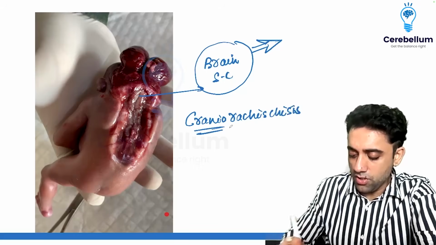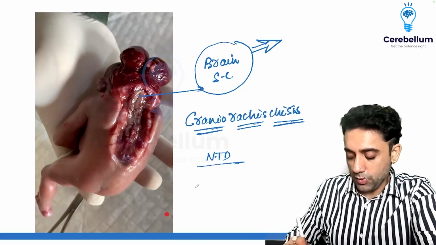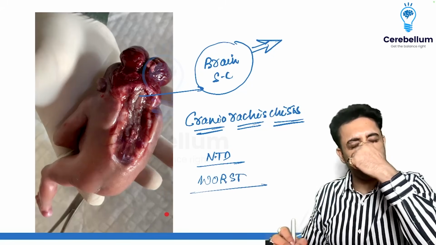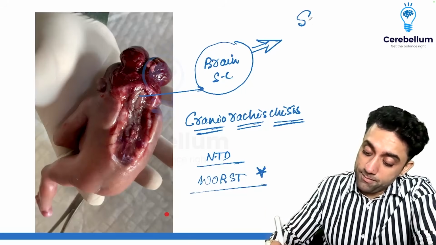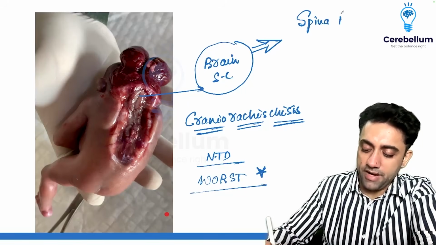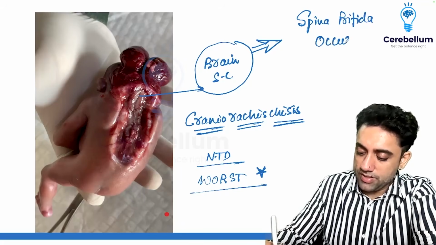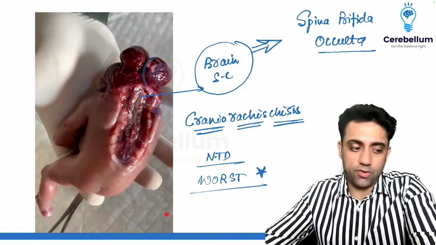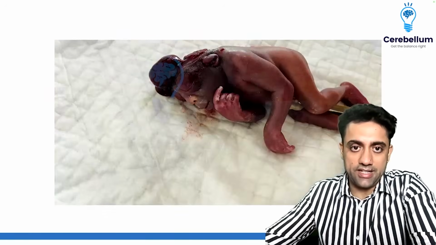Craniorachischisis. The neural tube defect with the worst prognosis is craniorachischisis. It's an exam question, star mark. The neural tube defect with the best prognosis is spina bifida occulta, and the neural tube defect with the worst prognosis is craniorachischisis. An exam question, this one.